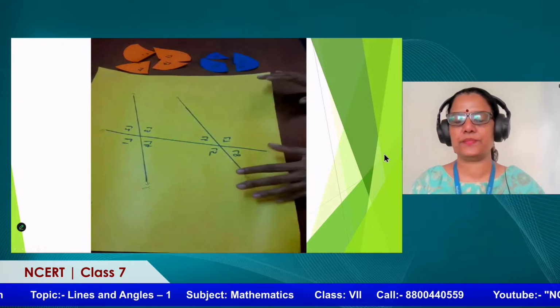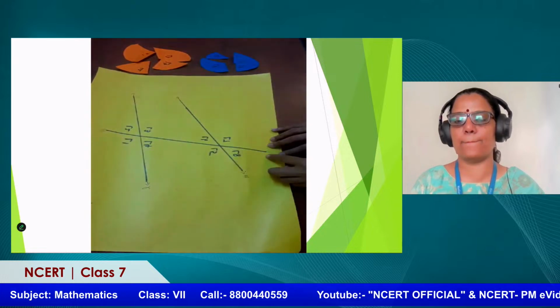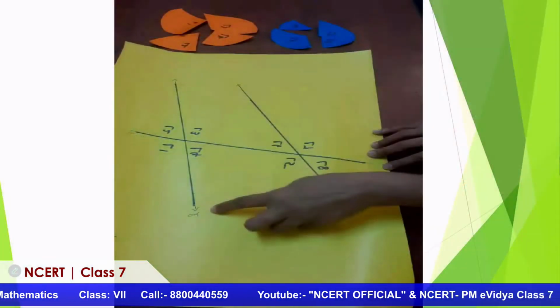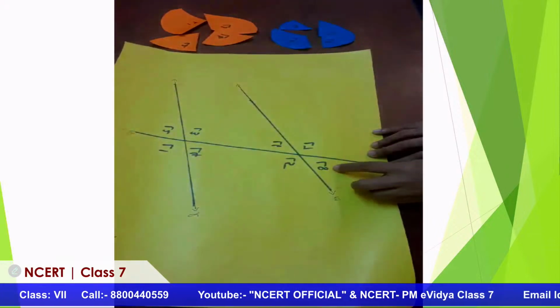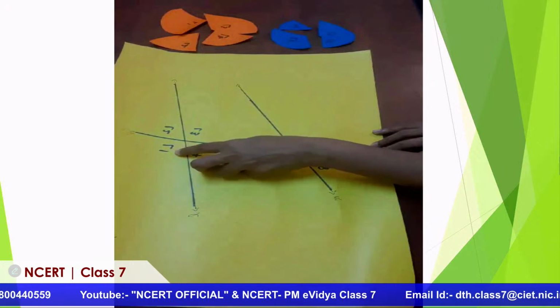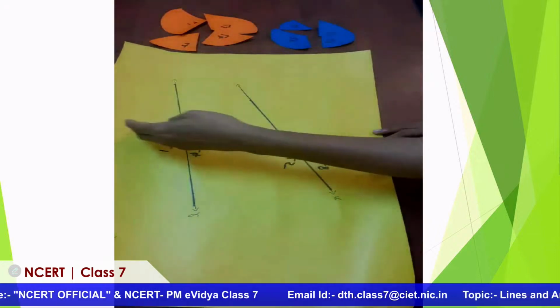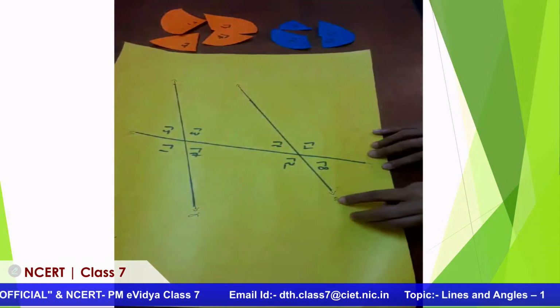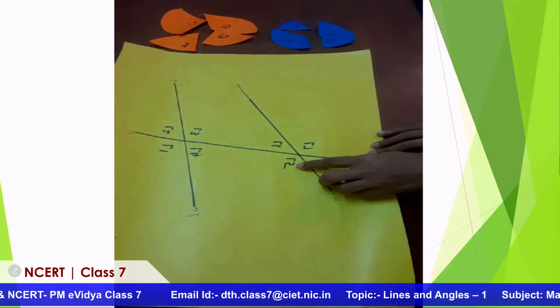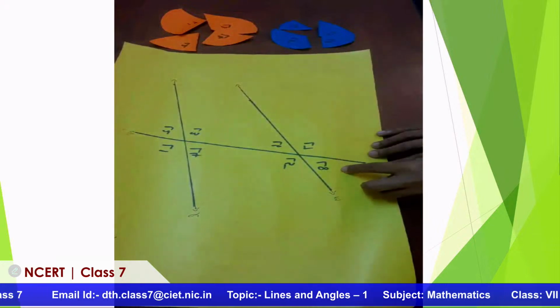Here you can see that I have drawn two lines, L and M, which are cut by a transversal N. Now when L is cut by this transversal N, we get four angles: angle 1, angle 2, angle 3 and angle 4. Similarly, when this transversal cuts M, we get four angles: angle 5, angle 6, angle 7, angle 8.